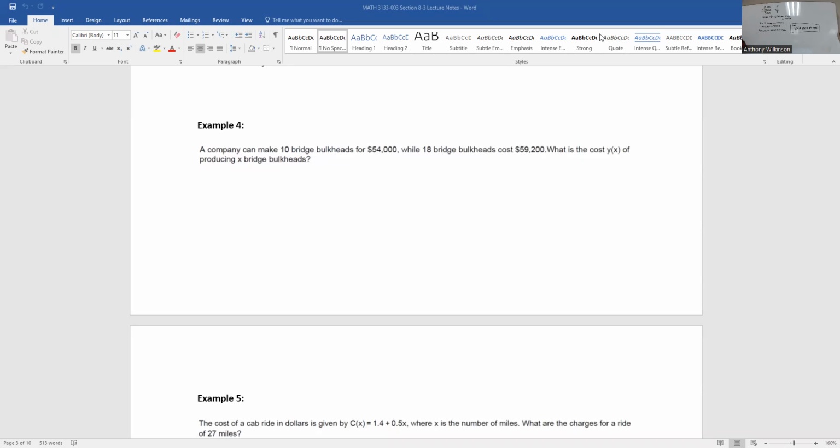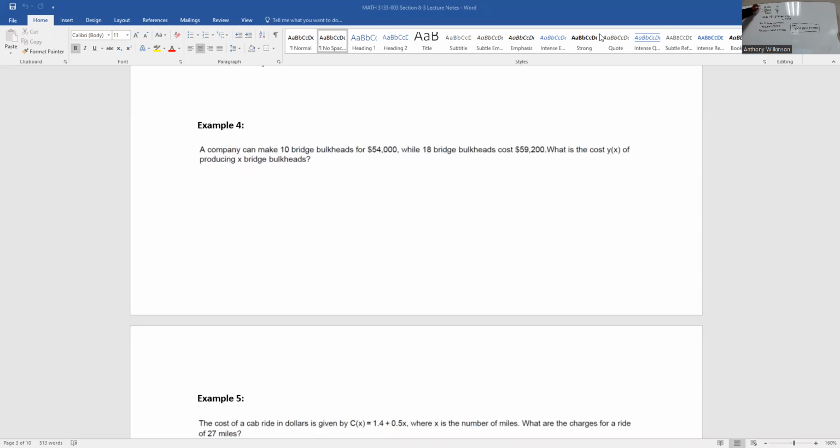This problem, example number 4 that I attempted to do on Monday, where we had a company that can make 10 bridge bulkheads for $54,000, while 18 bridge bulkheads cost $59,200. And we want to find out the cost, or Y of X, of producing X bridge bulkheads.